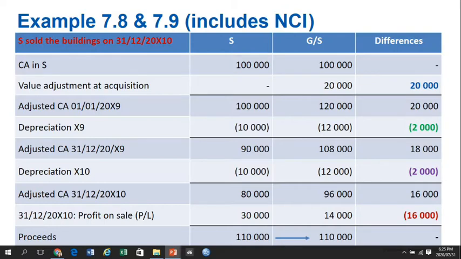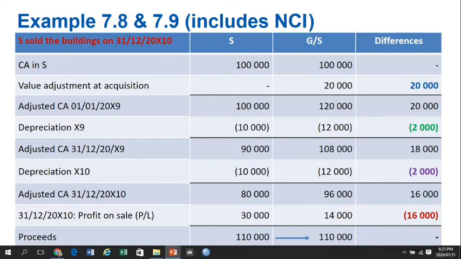You always have to identify what happened to this asset in the separate financial statements of S, then compare that to what should have been recognized in the group, and your differences will lead to the correct consolidation journal entries. You not only have to identify the amounts of the differences, but also the line items affected.